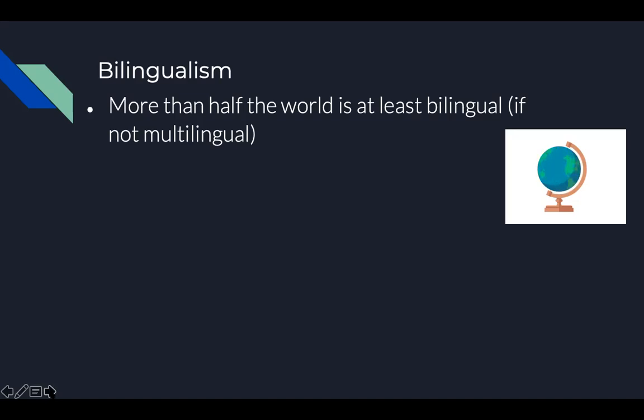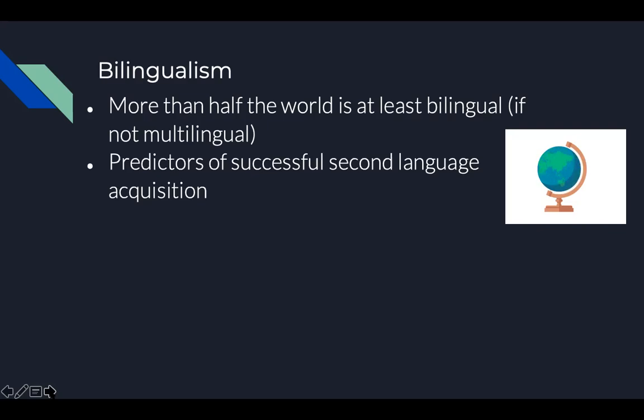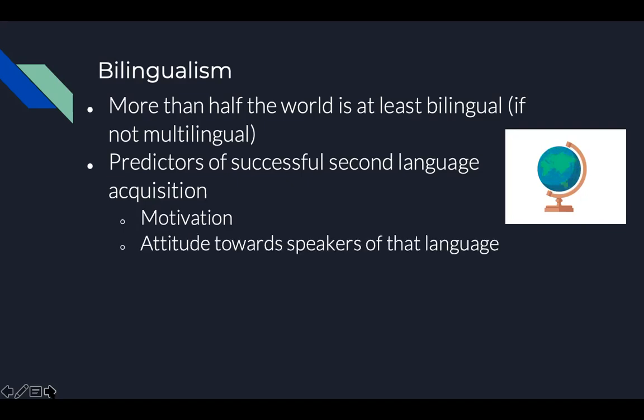And so the research on bilingual individuals has shown us some interesting information. It's been found that there are two important predictors of success in acquiring a second language. The first of these is motivation, right? That makes sense. The more motivated you are to learn a language, the more likely you are to actually master that language. Another predictor is the person's attitude towards the native speakers of that language.